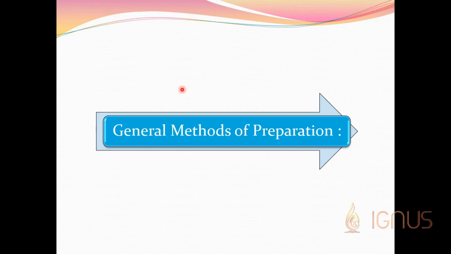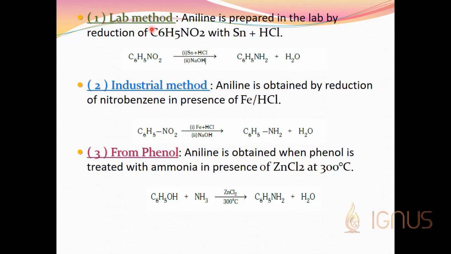General methods of preparation. The first lab method: aniline is prepared in the lab by reduction of nitrobenzene with tin and HCl. If we reduce nitrobenzene with tin and HCl, we will get aniline as the product. It is a conversion of nitro to amine using tin and HCl or iron and HCl. You have already studied this reaction. In the industrial method, you use iron and HCl in place of tin and HCl.